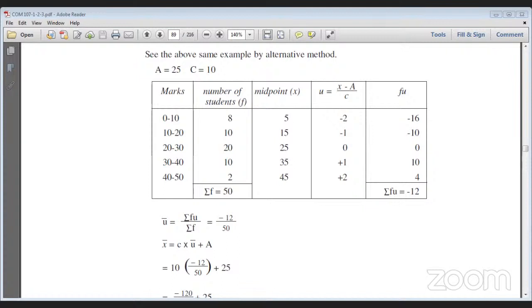That means 29 minus 8 divided by 2, that means 21 divided by 2 will be 10.5. So quartile deviation is equal to 10.5. Now another example is given here.